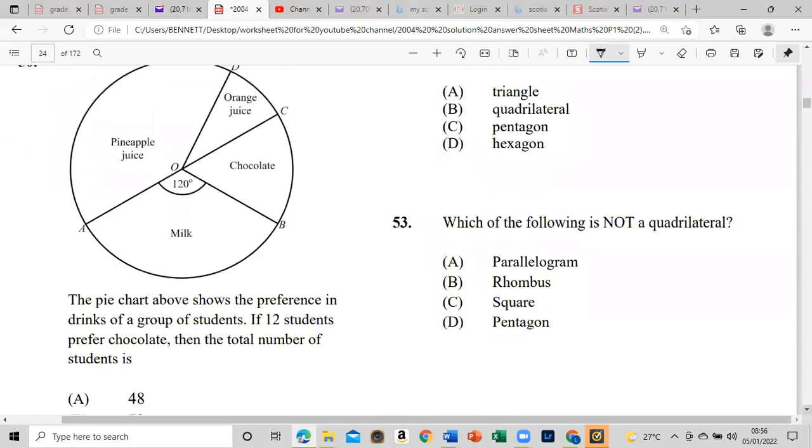The pie chart shows the drink preferences of a group of students. If 12 students prefer chocolate, then the total number of students is, right, listen to this. So yes, 60 degrees, right? So basically, this doubles this. So these are 24. We don't care about the side, and it must be 24, because the two sides are equal. So that's the answer. So we reason out things, guys.